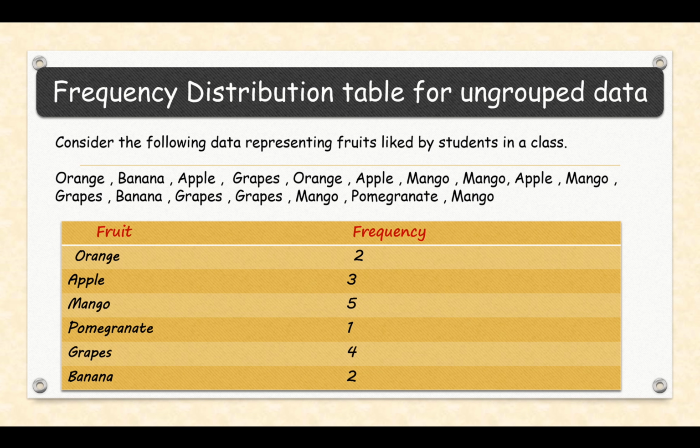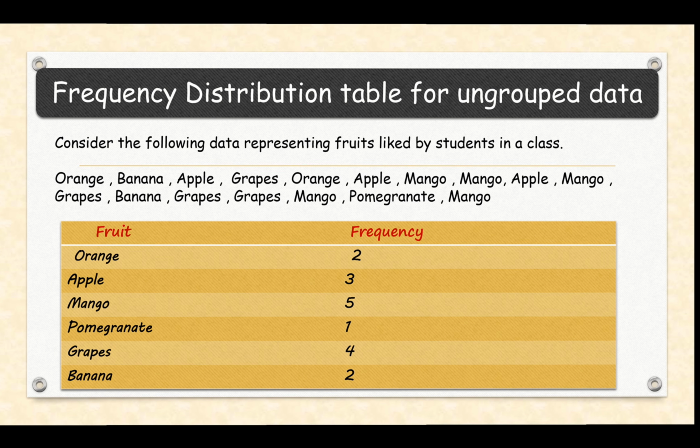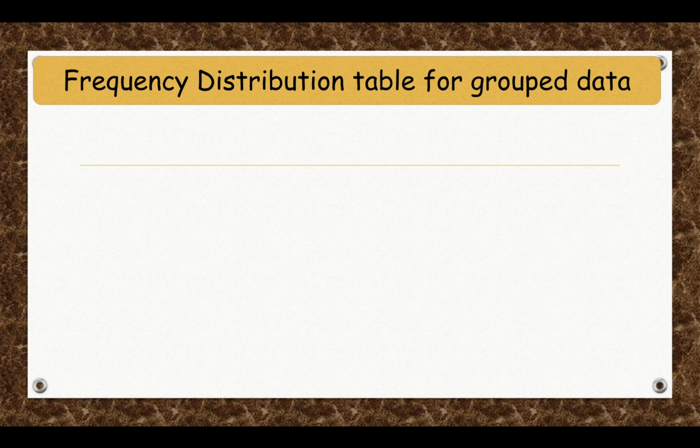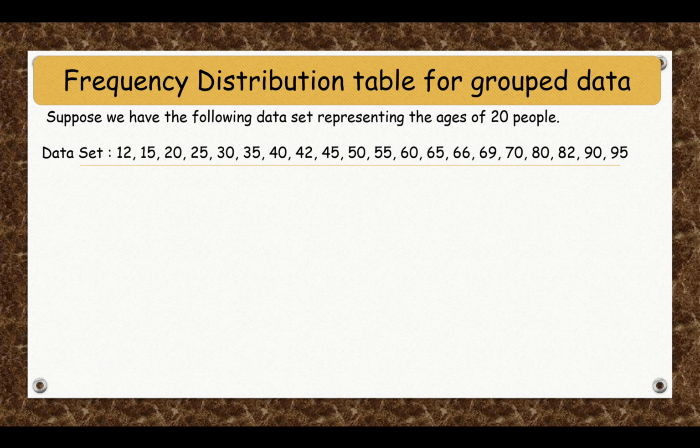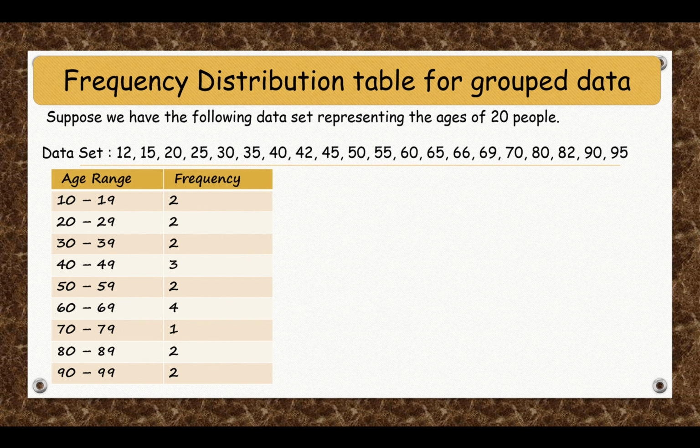Now, let us continue with the frequency distribution table for grouped data. Suppose, consider the following data set representing the ages of 20 people. How to create a frequency distribution table for grouped data? We are already familiar with the term grouped data. It refers to organizing the numbers into ranges or class intervals. First, list the intervals and count how many numbers fall into each range. Then, write those counts next to the intervals.